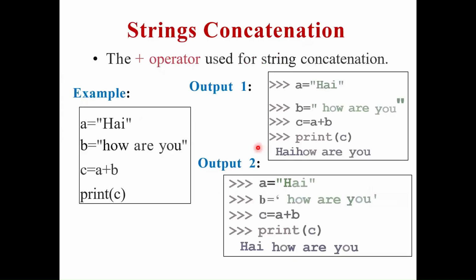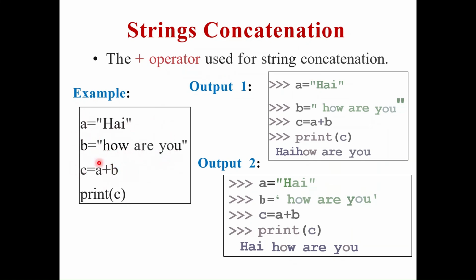And next, we are going to see about string concatenation. In the usual manner, plus operator is used for string concatenation. So you can see this example. We are going to combine two strings A and B using the plus symbol. So you'll get the hi, how are you?